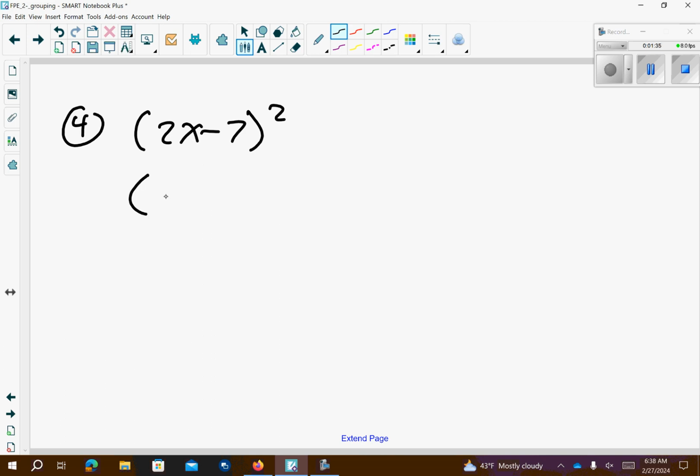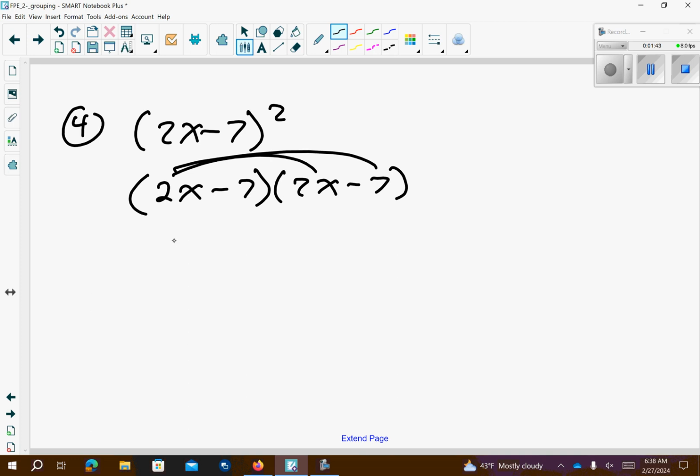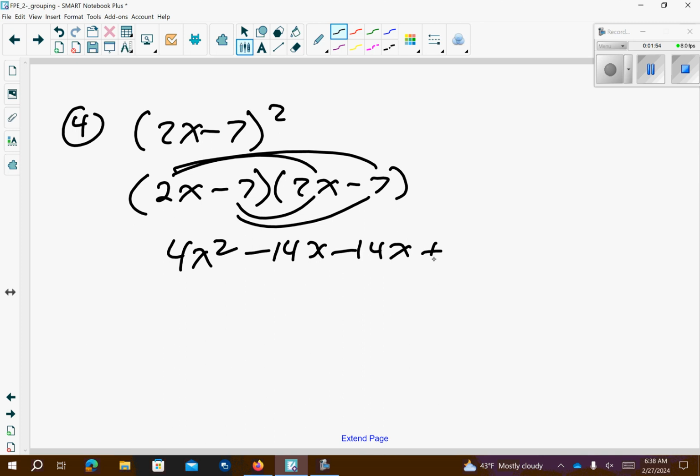This particular problem, because outside it's squared, means I have 2 of these, like this, and I'll double distribute now. So 2x times 2x is 4x squared. Make sure you put the squared. 2x times negative 7 is negative 14x. And double distribute here, negative 14x plus 49. These middle terms are like terms, so combine them together. And there's our answer.